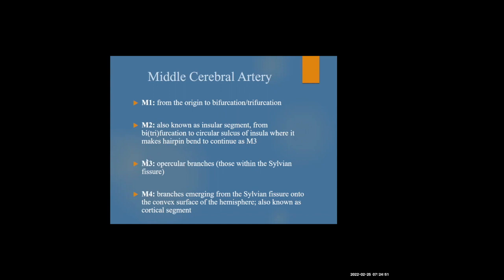And then you have an M3 segment of the MCA, and this is where there's a hairpin turn that the MCA generally makes. And sometimes it's called the opercular branches, and these exist within the sylvian fissure. We'll see a picture of that in a second. And then finally, the most peripheral branches of the MCA are referred to as your M4 MCA branches. And these are the branches that emerge from the sylvian fissure and extend along the convex surfaces of the hemisphere. And sometimes these are referred to as the cortical segment.